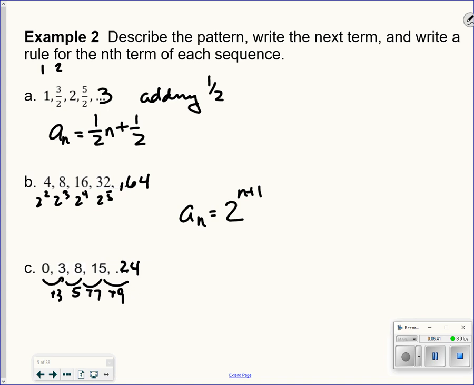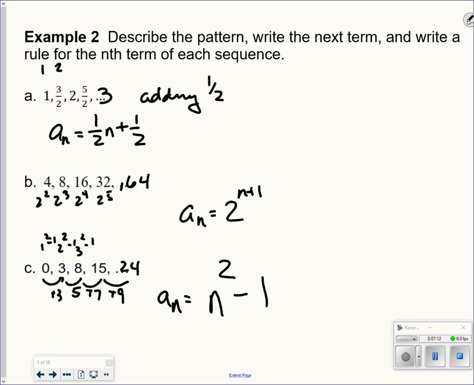Sorry for the pause there. Another way of looking at this is the second term is 3, the third term is 8, the fourth term is 15. I also notice that each is 1 less than something squared, like the first term squared minus 1, or the second term squared minus 1, or the third term squared minus 1. So in other words, each time it's taking whatever n is, squaring it and subtracting 1.